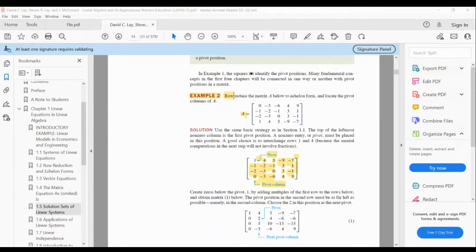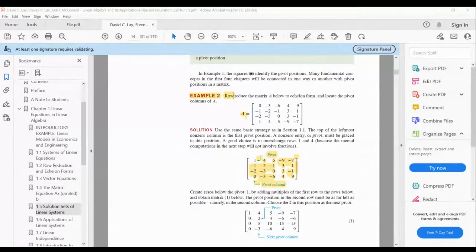Going from the matrix A to the next matrix, they did a switcheroo. You can see the second and third rows remain the same, but they interchanged rows 1 and 4. Okay, so that was the row operation.